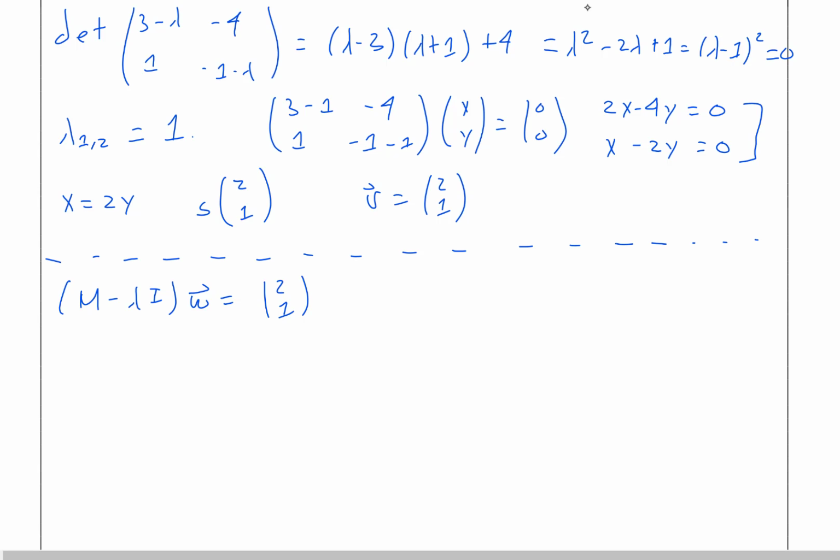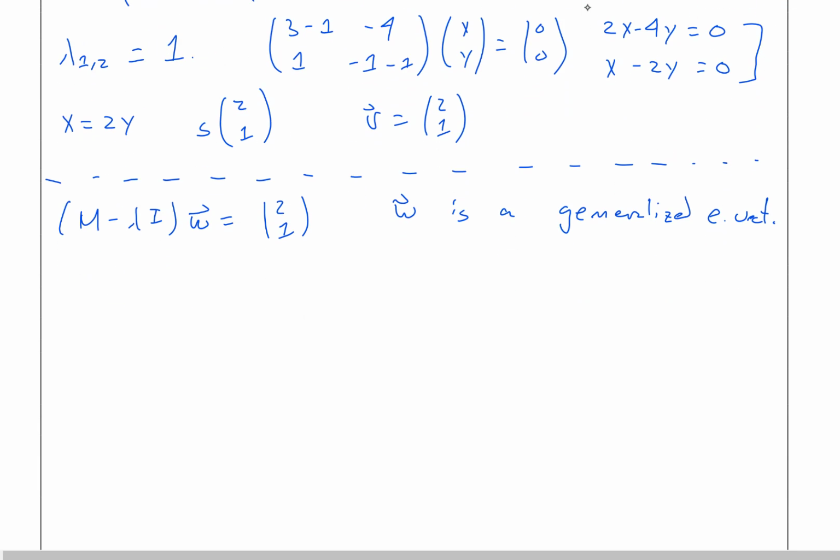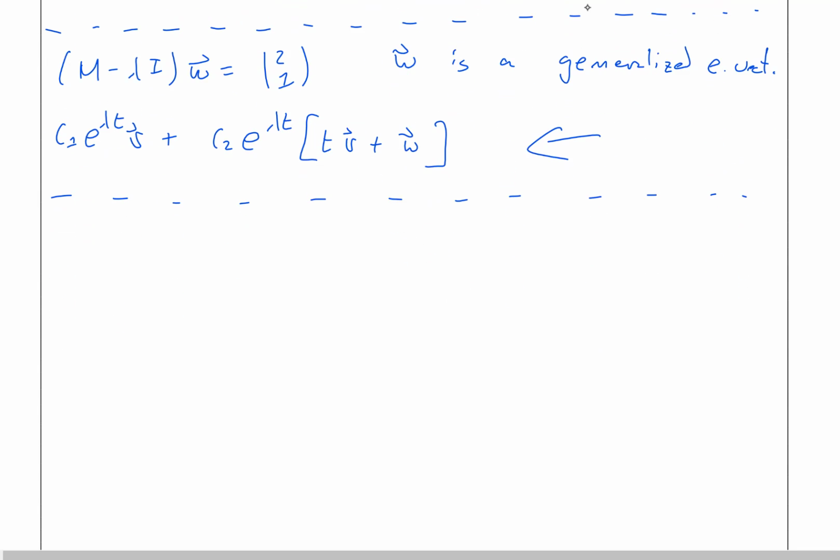So w is a generalized eigenvector. With that notation, the general solution is c1 e to the lambda t v plus c2 e to the lambda t times (t v plus w), where again w is this generalized eigenvector. Again, watch the video from lecture if you want to go over the theory, but this is the formula that we're going to use. So we need to find that generalized eigenvector.